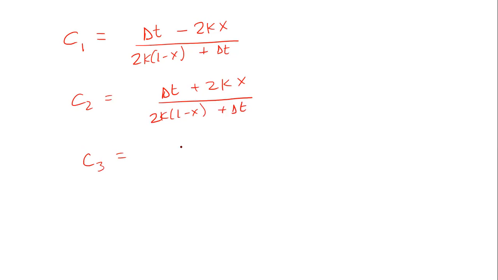And C3 is, can anybody guess what it might be? The denominator is going to be the same, 2k times 1 minus x plus delta T. Any guesses on what it might be? Okay, maybe I'll give you a clue. It's a little difficult to guess without the clue: C1 plus C2 plus C3 equal to 1. The sum of the coefficients is equal to 1. Can anybody try now?